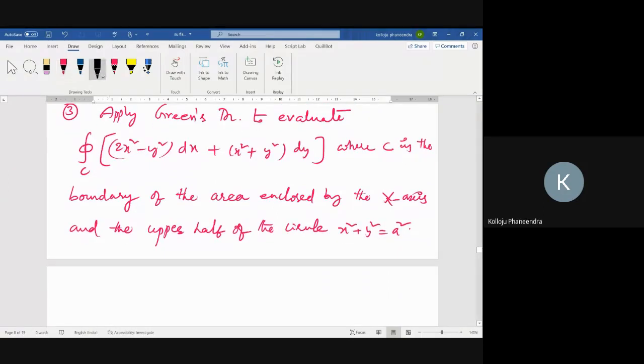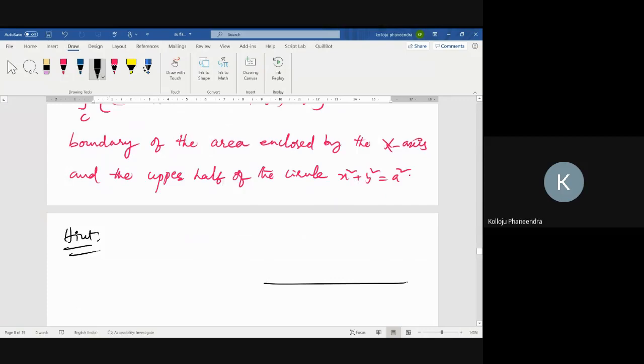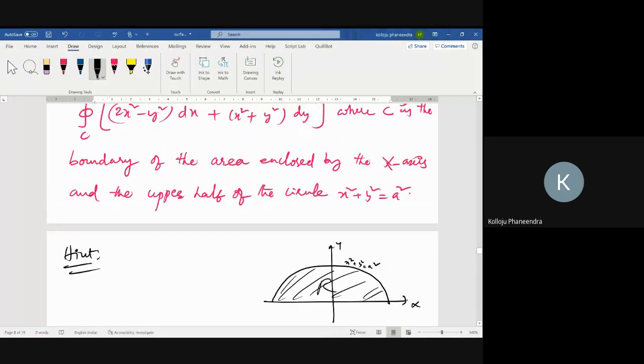Okay, I'm just giving a hint for this. What is the area bounded by? This is the x-axis, and if I take this as the y-axis, this is the upper half of the circle, x square plus y square equal to a square, and the x-axis. So this entire thing is the region R. So what is this value? The circulation over this is equal to what? Double integral. This is f and this is g, right? Dou g by dou x minus dou f by dou y, that is minus 2y. You will get dx dy, isn't it? Right?